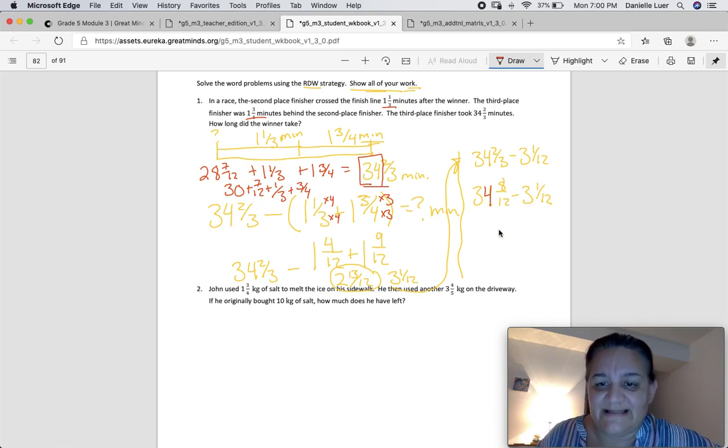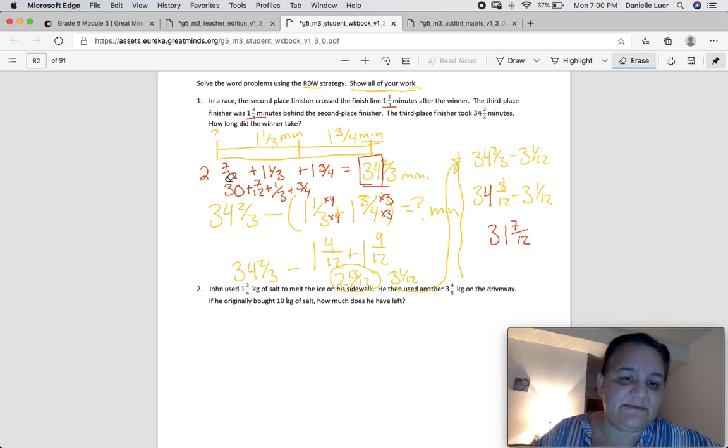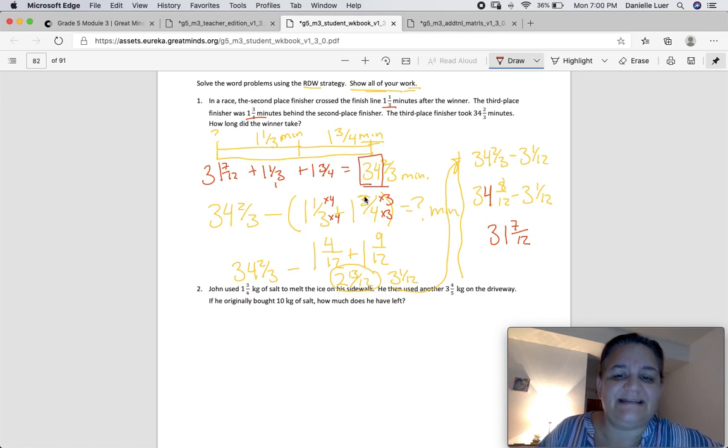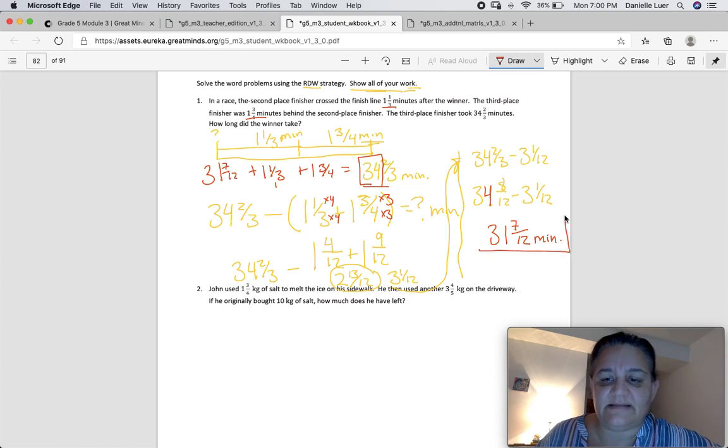Now, 34 minus 3 is 31 and 7/12. If I change this into 31, that would be 31, 32, 33, that's getting closer, plus all those fractions. That seems much more reasonable, doesn't it? So how long did the winner take? 31 and 7/12 minutes. There's my answer.